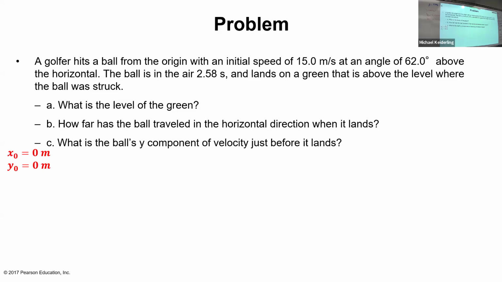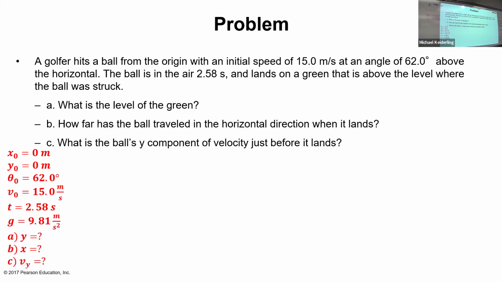So we're hitting the ball from the origin. So x naught and y naught are 0. Our initial angle is 62 degrees above the horizontal. Our initial velocity is 15 meters per second. The time is 2.58 seconds, and g is of course 9.81 meters per second squared. For part A, it's asking for y. Part B is asking for x. And part C is asking for v sub y, velocity in the y direction.